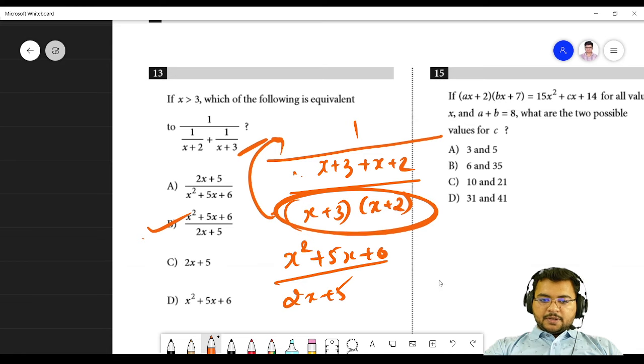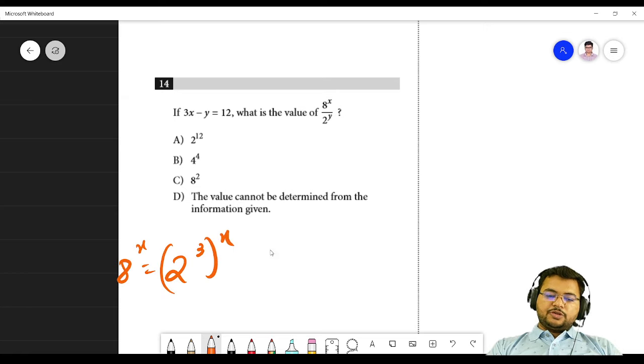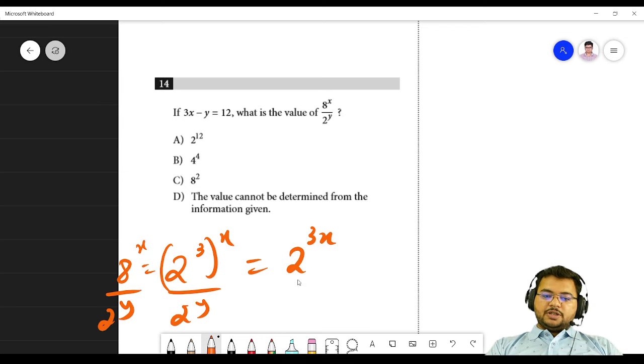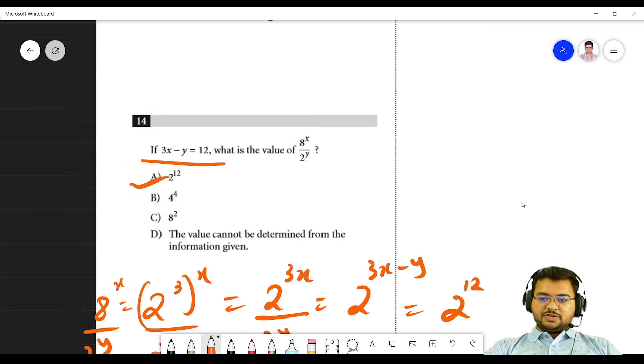Now the 14th question. 3x minus y equals 12. What is the value of 8 raised to x divided by 2 raised to y? Can I write 8 raised to x as 2 cubed raised to x, or 2 raised to 3, raised to x, that will be equal to 2 raised to 3x. And as it is divided by 2 raised to y, it will be 2 raised to 3x minus y, that is equal to 2 raised to 12, because 3x minus y is 12, which is given in the question. So option A is our right answer.